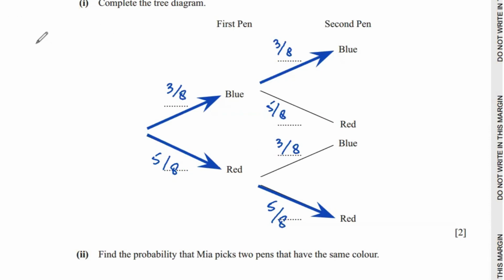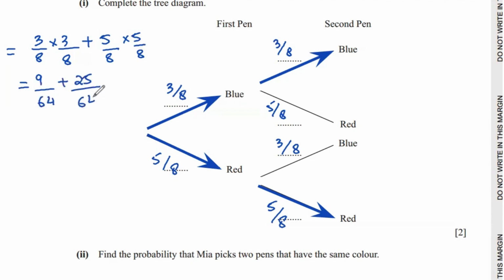So along the lines, we're going to do 3 over 8 times 3 over 8, then plus, because now we're going across it, 5 over 8 times 5 over 8. That's going to be 9 over 64 plus 25 over 64. Add them up, that is 34 over 64. And we can simplify that to 17 over 32. That's the probability.